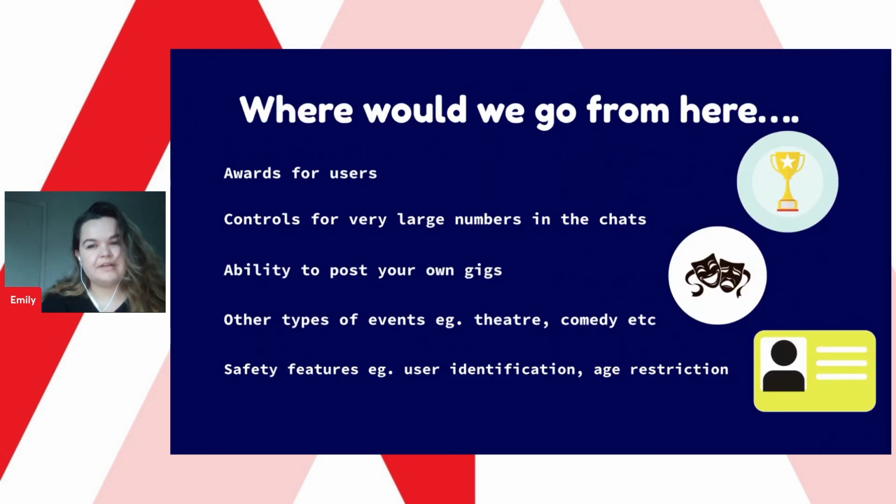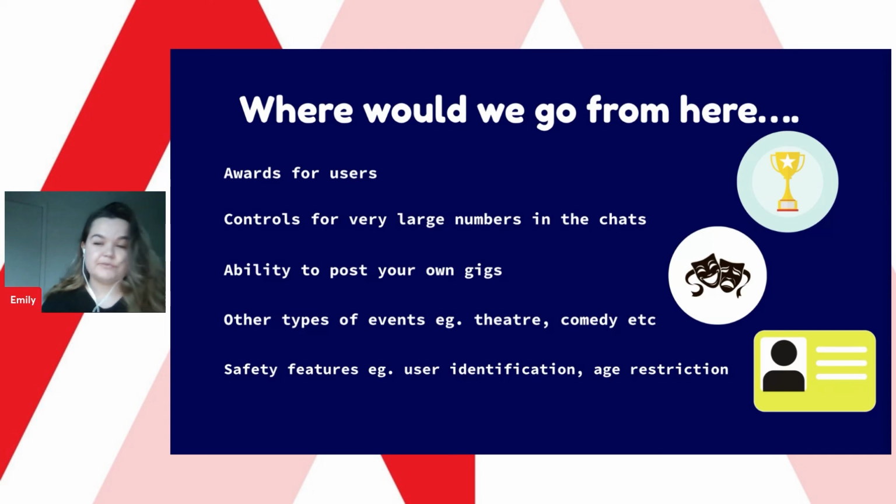Thanks, Sam. So we had a lot of ideas for our app that we weren't able to squeeze in. These included maybe gamifying the app a little bit. So maybe if a user's attended 10 or more gigs, they'd get a little award icon for that. We also wanted to use controls for when loads of people start joining the app and very large numbers in the chat groups. We wanted to add the ability for users to post their own gigs, which would maybe help to promote smaller venues.